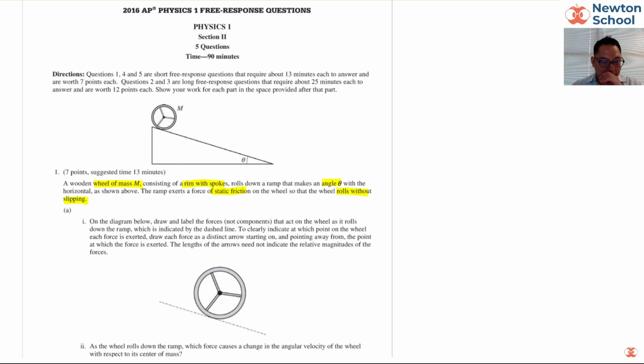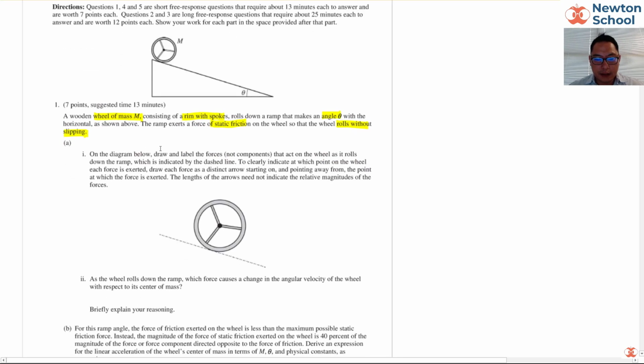On the diagram below, draw and label the forces that act on the wheel as it rolls down the ramp. Indicate at which point on the wheel each force is exerted. Draw each force as a distinct arrow starting on and pointing away from the point at which the force is exerted. The lengths of the arrows need not indicate relative magnitude. That's a good point. Usually you have to match the relative length, but not in this question.